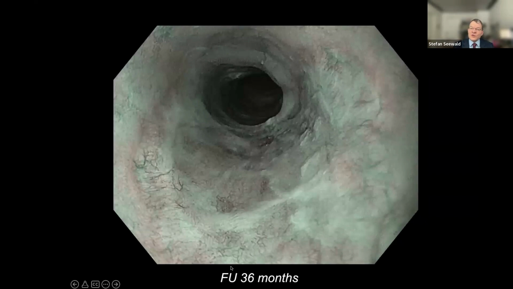And I would also show you the results after 3 years. So this shows nicely the result. There is no more cancer after the resection, after the salvage ESD of this recurrent cancer after chemotherapy, sorry.